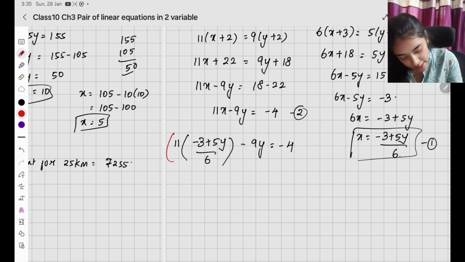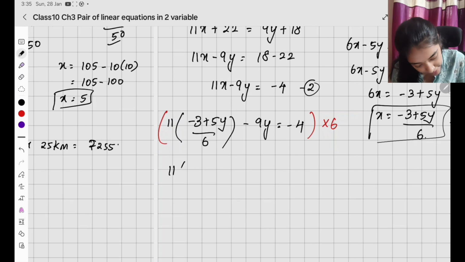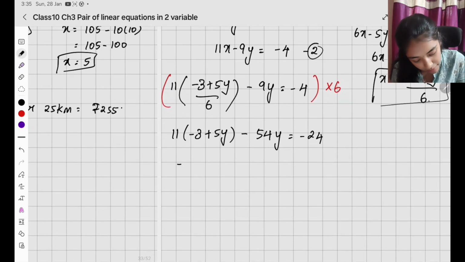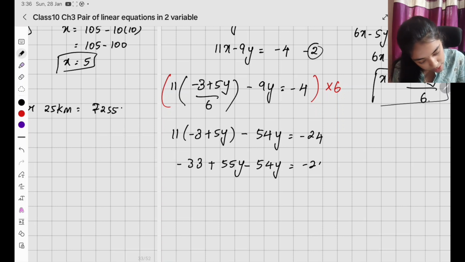To get rid of the 6, I'm going to multiply the whole equation by 6. So இப்போ என்ன ஆகும்? When I multiply, I have 11 times minus 3 plus 5y minus 9 6 are 54y equals minus 24. Okay. So when I multiply this inside, I have minus 33 plus 55y minus 54y equals minus 24.